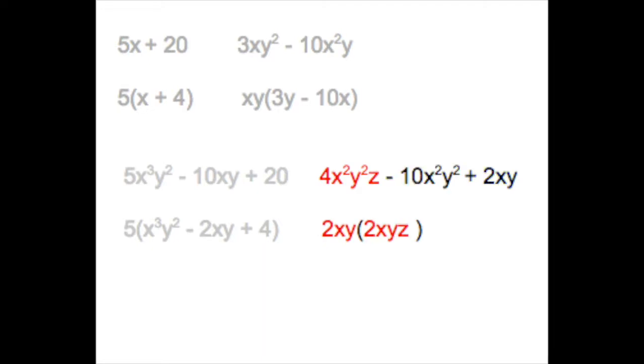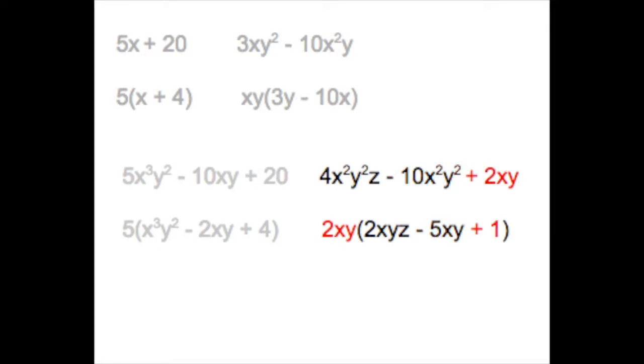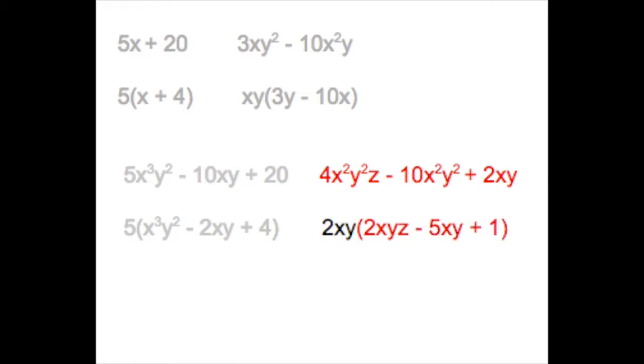2xy times 2xyz would be 4x squared y squared z. 2xy times negative 5xy would be negative 10x squared y squared. And 2xy times positive 1 would be positive 2xy. So factoring this polynomial, we get the 2 factors, 2xy and 2xyz minus 5xy plus 1.